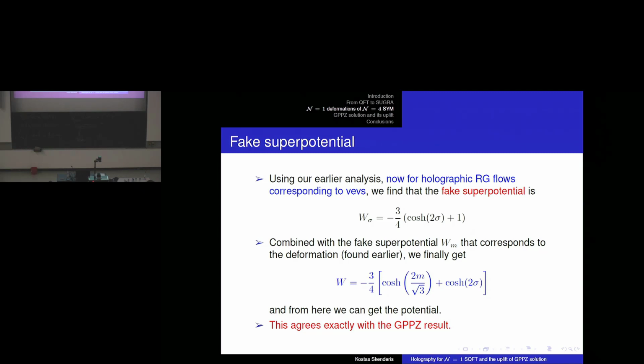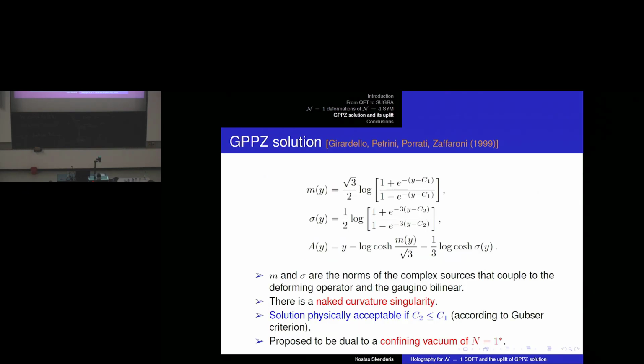So then using the same argument I had earlier, but now for the vevs, one finds again the superpotential. And again, the superpotential is exactly what was worked out by GPPZ 20 years ago, now derived directly from quantum field theory. Okay, I only have a very short time, so now let me move to quickly summarizing the last part.